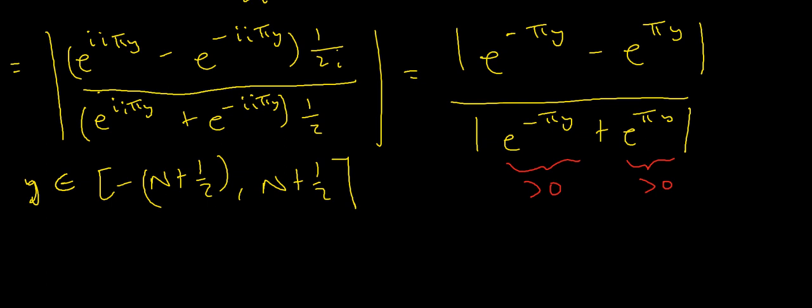So if these two terms are both greater than 0, then their sum is also greater than 0. The only way that this can be unbounded is if the numerator grows exponentially, which it does, but y is contained in this interval, so it does not, or if this thing goes to 0 in the denominator, but it doesn't, because I've got two positive numbers added together, which means I'm going to have 1 divided by some positive number at all times. So this thing is bounded.